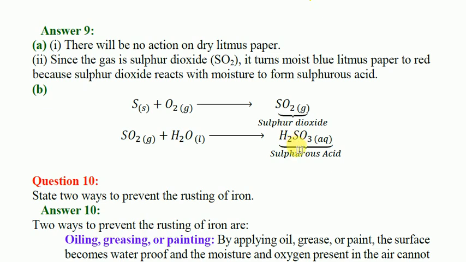Remember, students, that non-metal oxides are acidic in nature and metal oxides are basic in nature. Once again, generally non-metal oxides are acidic in nature. Metal oxides are basic in nature.